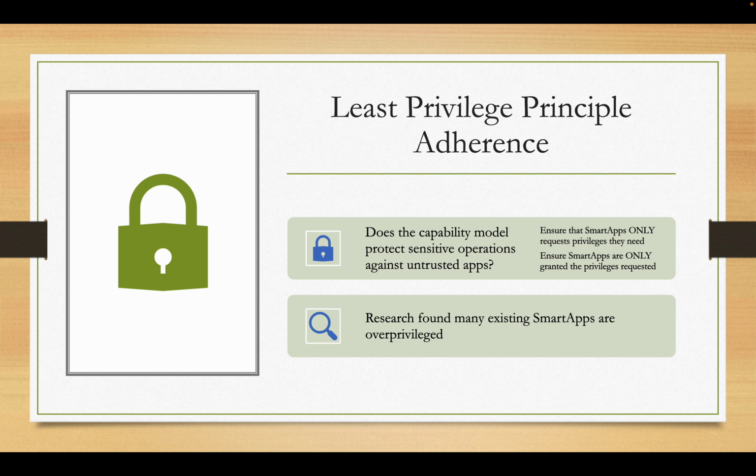So, to get into the least privilege principle adherence, we asked this question: does the capability model protect sensitive operations against untrusted apps? It's important to ensure that smart apps only request the privileges that they need. And it's also important to ensure that smart apps are only granted privileges that they requested. And then research found that many existing smart apps are in fact overprivileged.